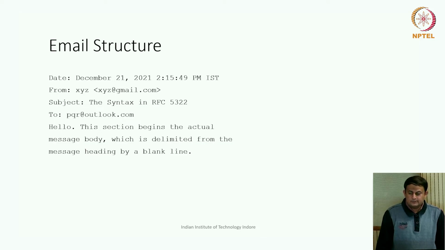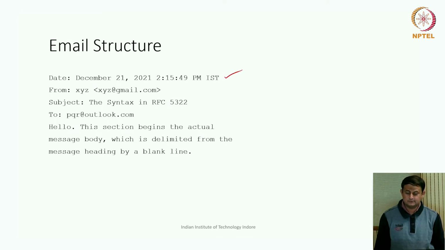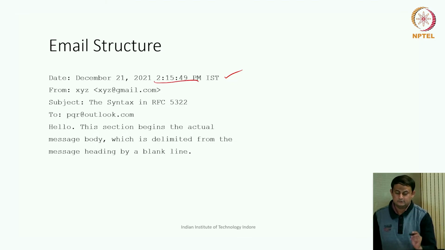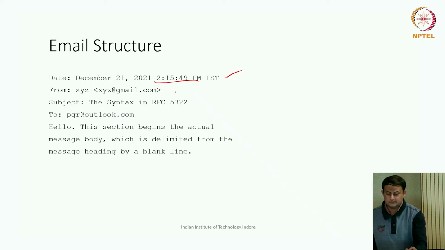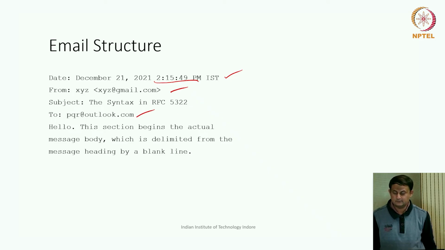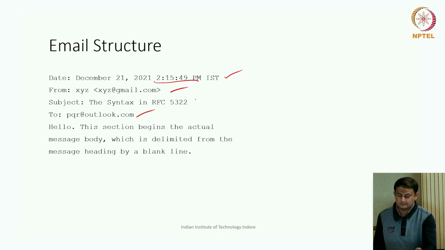Now the next question is, how does the email look? When you open any email received in your inbox, this is the content that you typically see. There is a timestamp when that mail was sent, here December 21st, 2021, at 2:15:49 p.m. Indian Standard Time. Who is the sender? Pram. Who is the receiver? The sender is xyz@gmail.com, and the recipient is pqr@outlook.com, and there is a subject line.